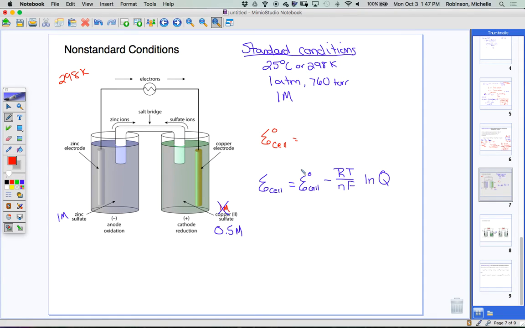All right, we know how to find that, correct? We know what R is because it's the 8.314 again. We know what T is. It's temperature in Kelvin. We know what N is because it's the number of moles of electrons transferred. And the F is 96.5 K, Faraday's constant. And that's natural log. So now we have this Q problem, right? What is Q?